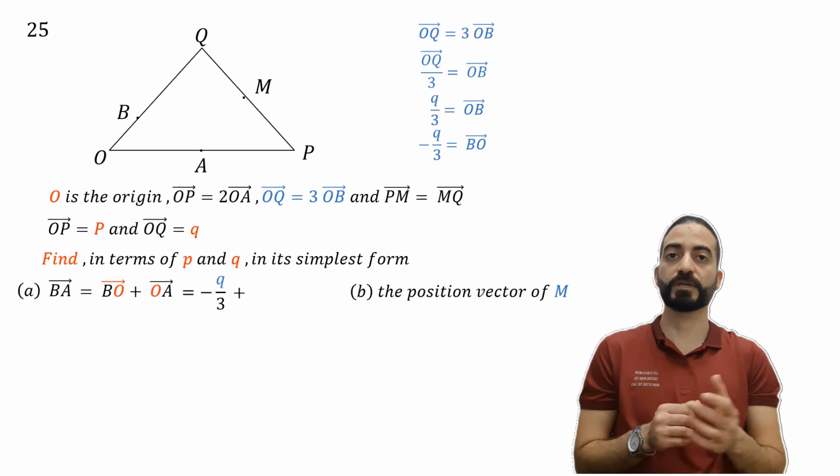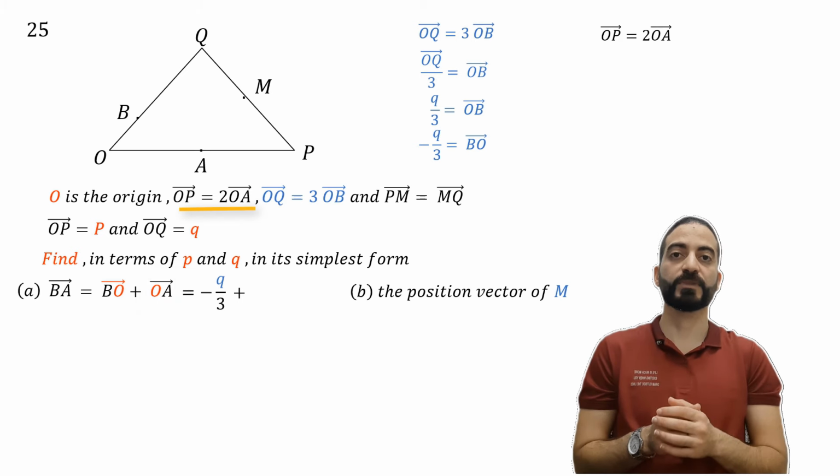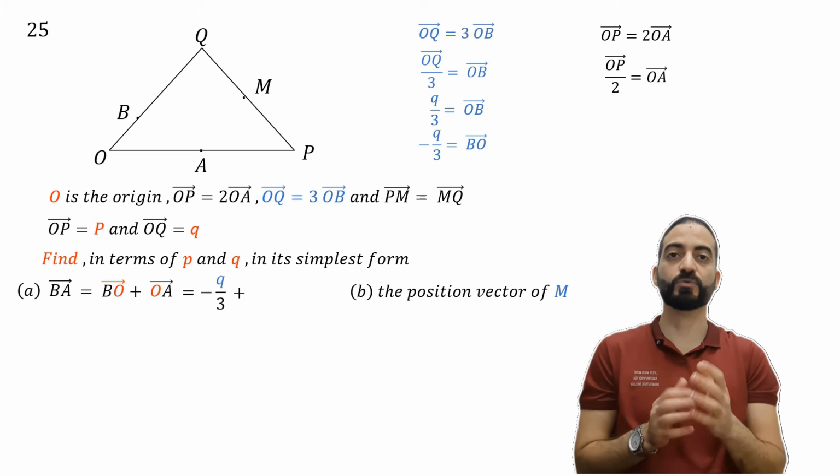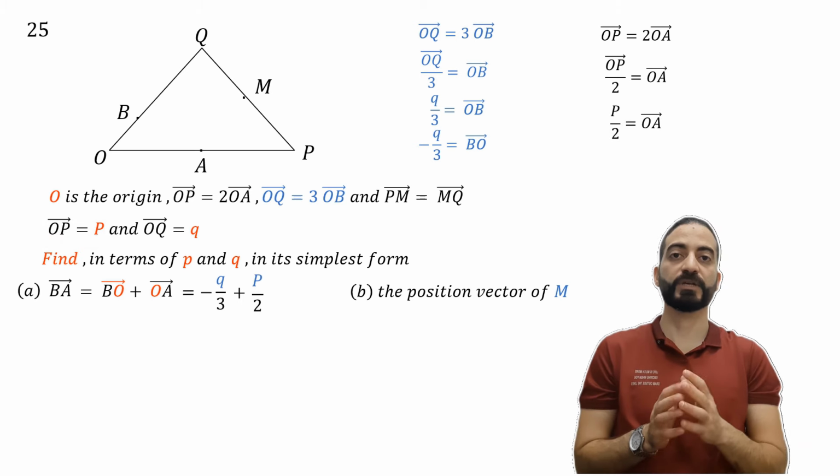We also want to get vector OA. Here we have vector OP equals 2 vector OA. This means that vector OA equals vector OP over 2. And since vector OP equals p, we can put p in place of OP. In this way, we also get vector OA. We now move to part B.